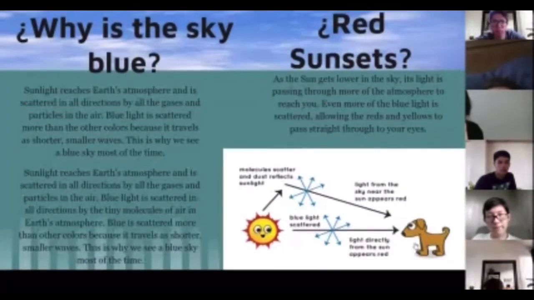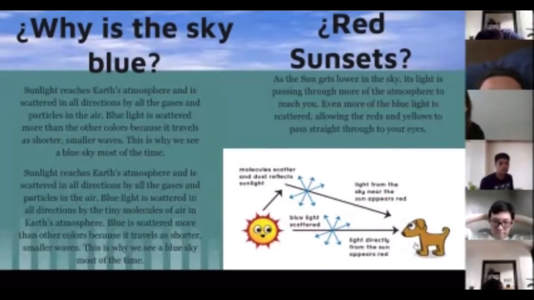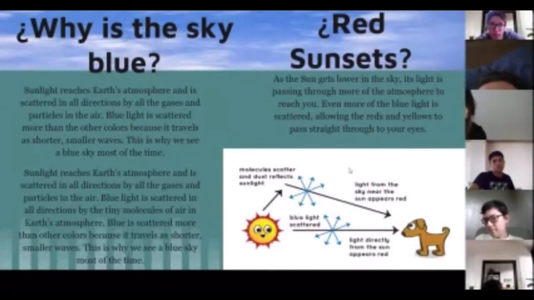Now, why is the sky blue? Well, that's a good question, because when we talk about why the sky is blue, we have two colors, violet and blue. Violet and blue light have the shortest wavelengths, and red light has the longest. Therefore, blue light is scattered more than red light, and the sky appears blue during the day. That's why the sky is blue.